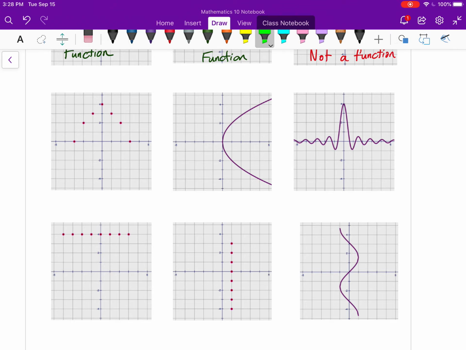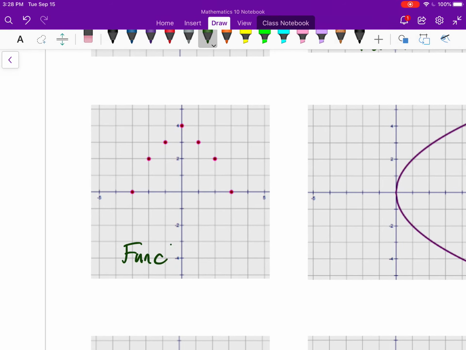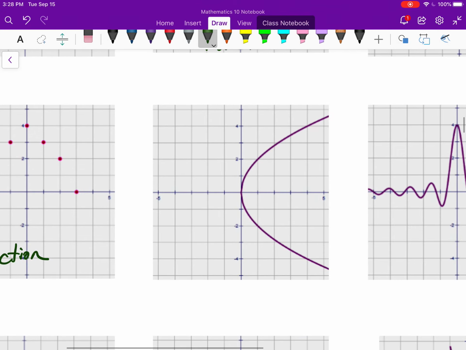All right, hopefully you paused the video. Let's look through these fairly quickly. This next one is a function. Going back to the vertical line test, there's no point where I can draw a vertical line through more than one point here, or there are no points that are directly on top of each other. Over here, this is not a function. There are many places where one input has more than one output.